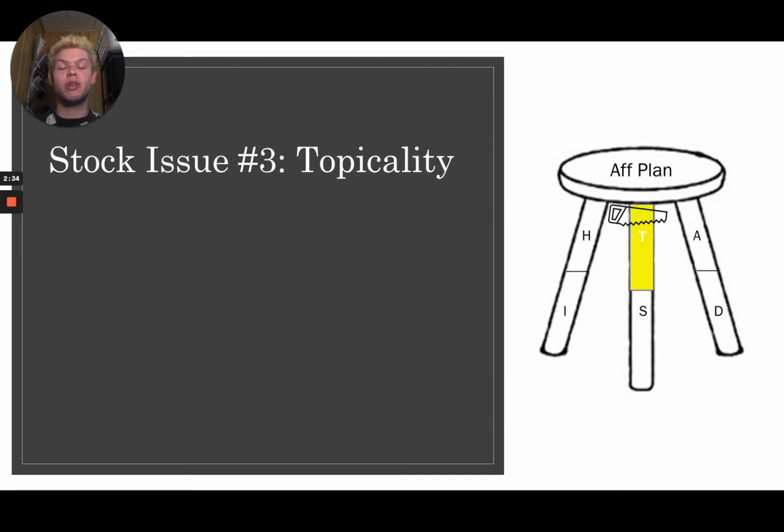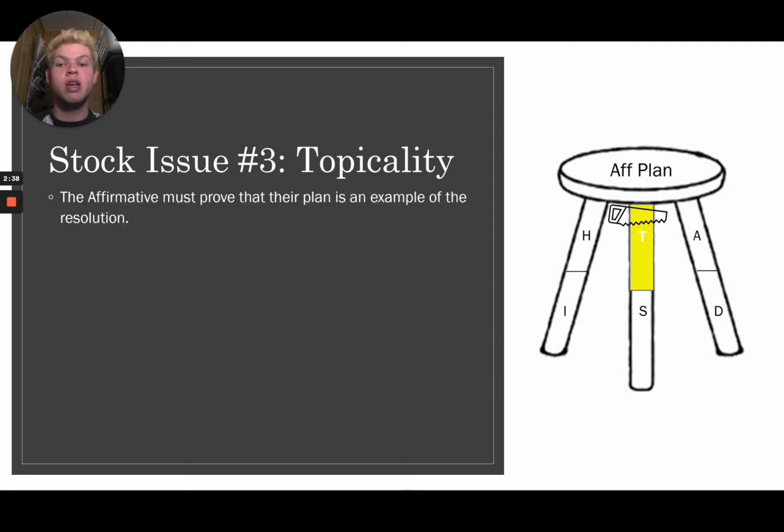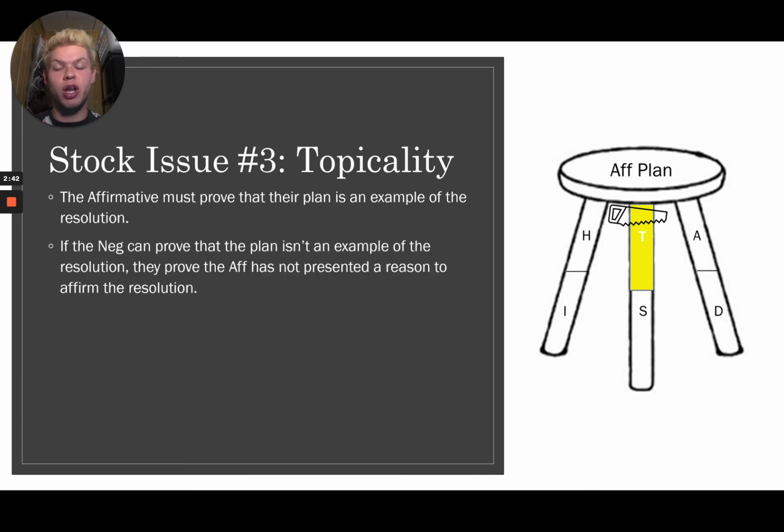Which brings us to the third stock issue, which is topicality, and it's also an off-case argument. So the affirmative needs to prove that their plan is an example of the resolution. If the negative can prove that the plan is not an example of the resolution, then they prove that the affirmative has not presented a reason to affirm the resolution.